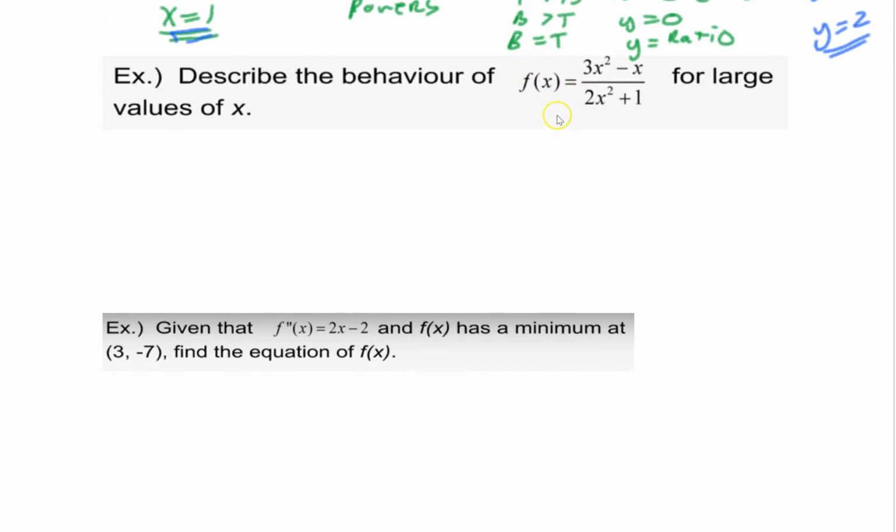Describe the behavior of f of x equals that for large values of x. That's just a horizontal asymptote. Or, again, the exact same thing, limits as x approaches infinity.